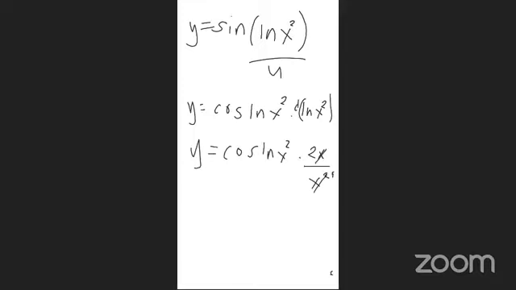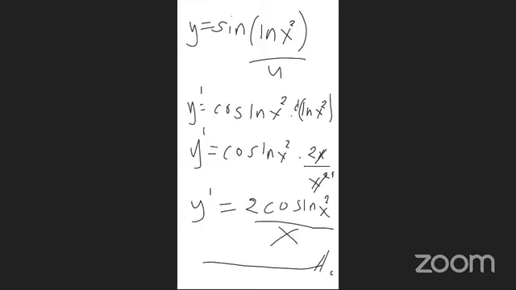They cancel. So the answer is y prime is equal to 2 cos ln x squared over x. That is the answer. So, last two examples, on the formulas.